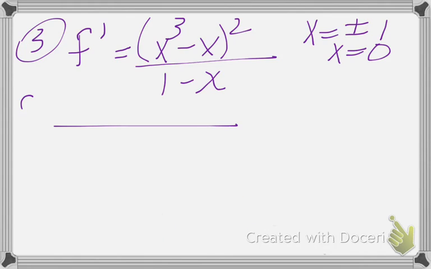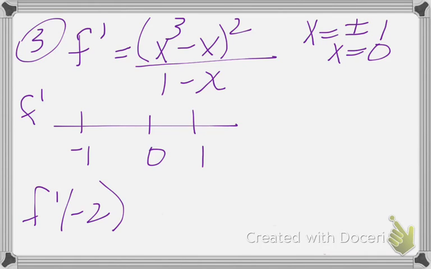Okay, here's the wiggle graph. So we have negative 1, 0, and 1. All right, and we have to put numbers in there. So if we do f prime of negative 2, no matter what we do on the numerator, it's always going to be positive because it's being squared. So we only really care about the bottom. So 1 minus a negative 2 will be a positive. Positive over positive is positive.